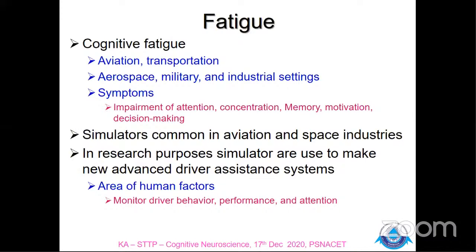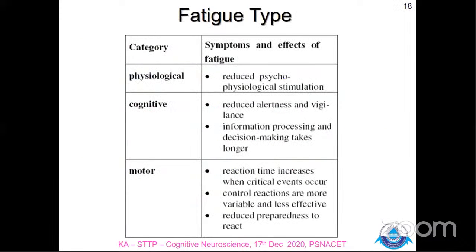What you conclude from the result in the simulator, when you go to the real field, the real scenario, is not hugely different. There is only a 2 to 3% variation in your result. So what are the fatigue types?